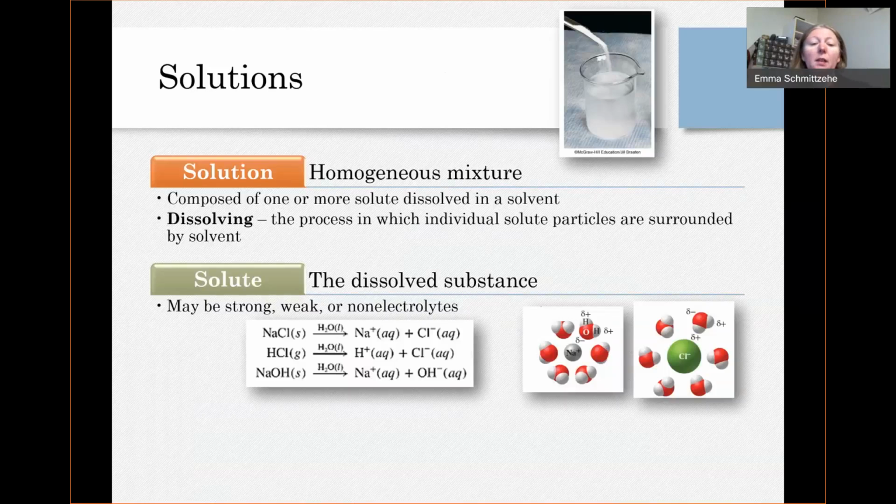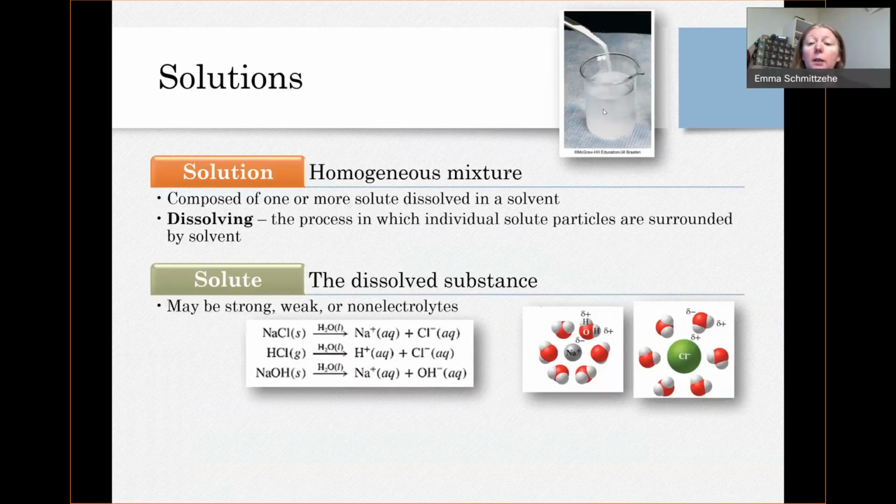And so when these things dissolve and break up into ions, instead of the original particles that you put in, so the NaCl or the HCl or the NaOH getting surrounded by water, the individual ions would. So like in the case of NaCl, it breaks up into Na plus and Cl minus, and the individual Na pluses get surrounded by water, and the individual Cl minuses get surrounded by water. Okay.